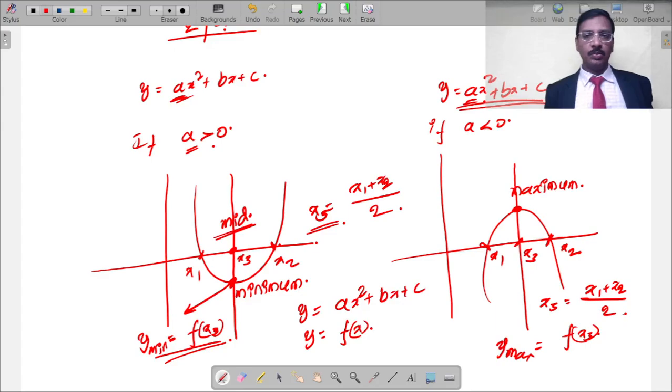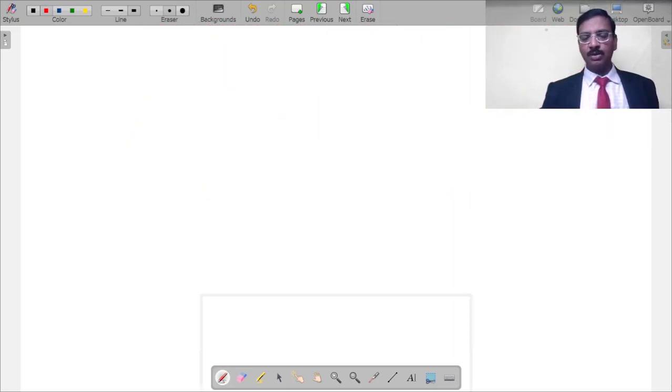Got it? So I hope you understood this particular concept, and this is the only concept that is present in the quadratic functions with maximum and minimum as the topic. And if you understand this particular topic clearly, then you will be able to solve each and every problem in this particular book, both the example problems and exercise problems of this maxima and minima topic. So I'll just summarize the important points.